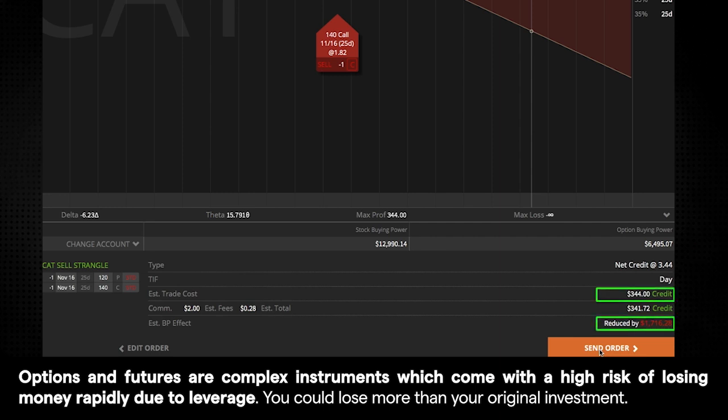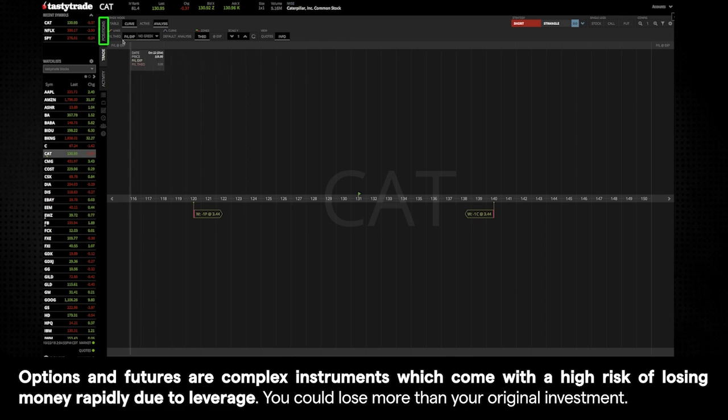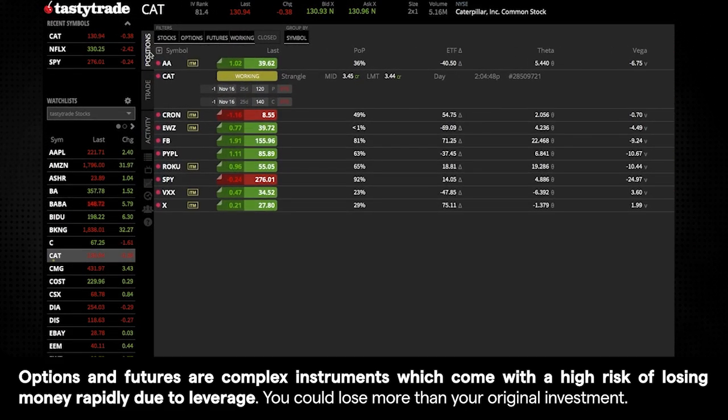I'm just dividing my max profit by the capital I have to put up to place the trade, which gives me about a 20% potential return on capital. Pretty good for a 25-day trade. Everything is good to go, so I click Send Order to route the order to the market for a fill. Going back to my Positions tab, I can see that the trade is now working at $3.44 and the market price is right around there.